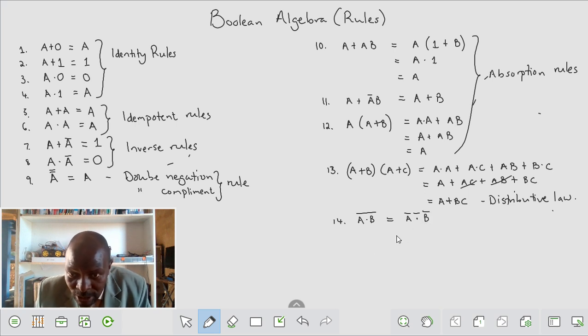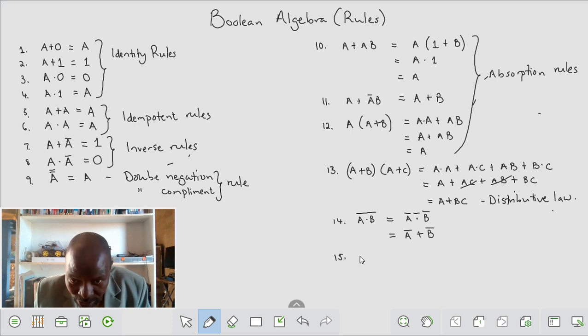So what is it telling you? It's telling you that not A, yes, it's not AND anymore. So if it's not AND, it's what? OR. We are saying change the sign, okay? And then not B. So this here is basically De Morgan's theorem. And then it obviously applies with the addition as well.